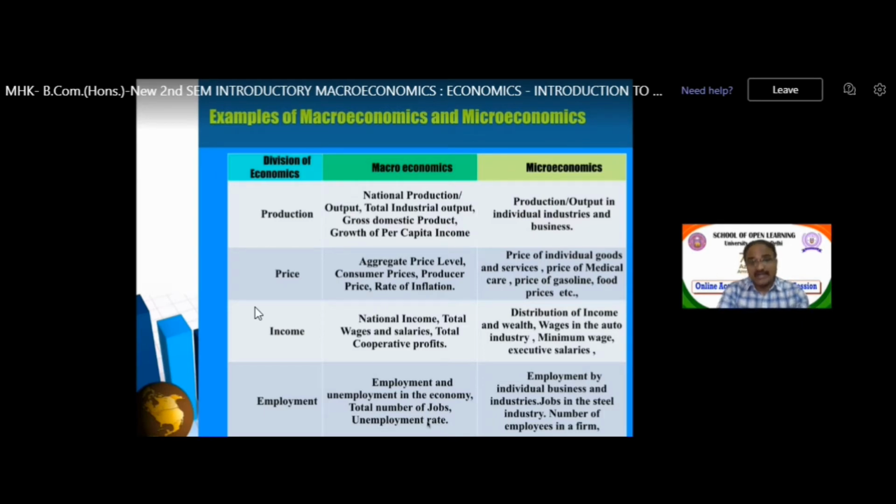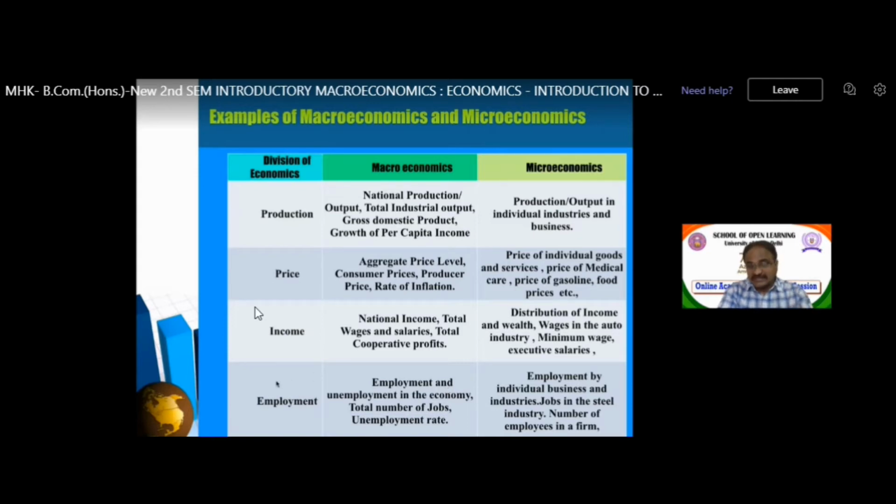Right? In terms of price, what are the differences between micro and macroeconomics? In macroeconomics, the aggregate price level, consumer prices, producer prices, rate of inflation, and so on. In microeconomics, we deal with the prices of individual goods and services, the price of medical care, the price of gasoline, food prices, and whatever it is. Right? So with examples, you can divide these two distinctions of economics, micro and macro.